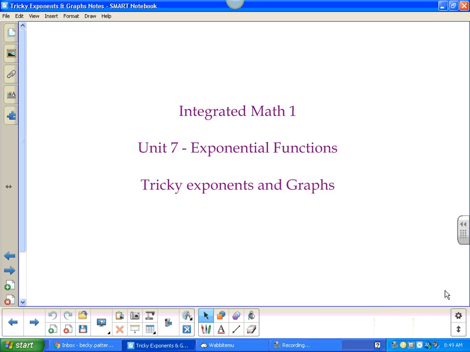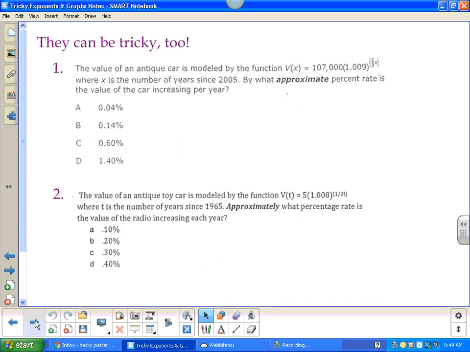Today's lesson is on tricky exponents and graphing exponential functions. So, tricky exponential word problems. It says the value of an antique car is modeled by the function, where x is the number of years since 2005. By what approximate percent rate is the value of the car increasing per year? So I want to know the rate.